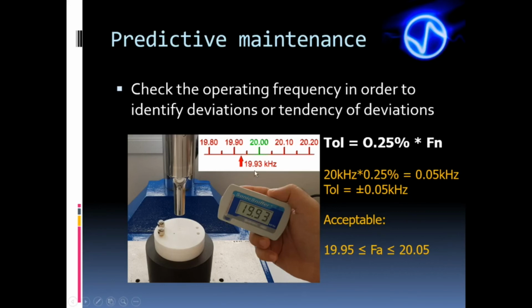This is the case here. 19.93 is below the minimum tolerance. So this stack must go to the preventive maintenance.